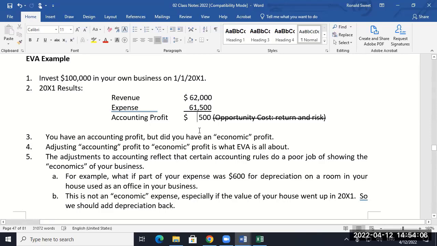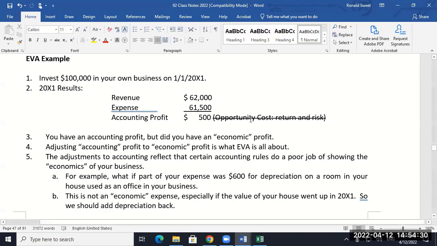Now you might say, $500, I can't live off of that. Well, maybe $61,500 of expenses included you paying yourself a salary. All right, so maybe you could live off of that. So the question is, did you do a good job? The accountants will say, you did great, you had a profit. Finance says profit's not good enough. It's got to be more than that.